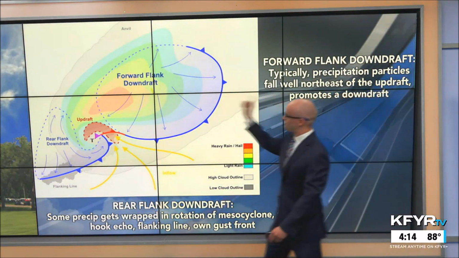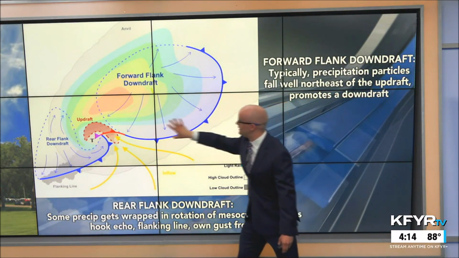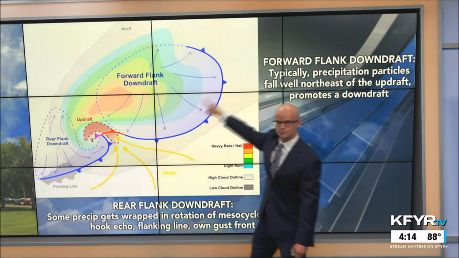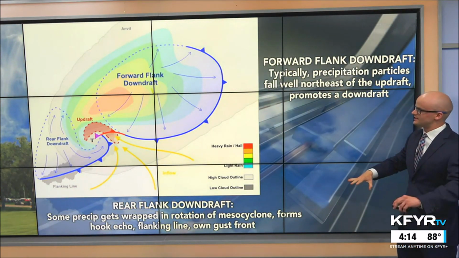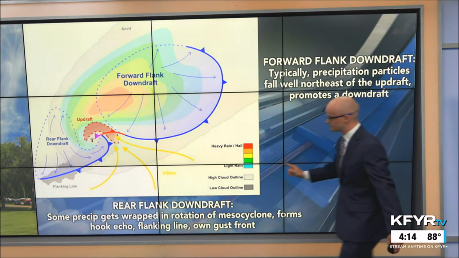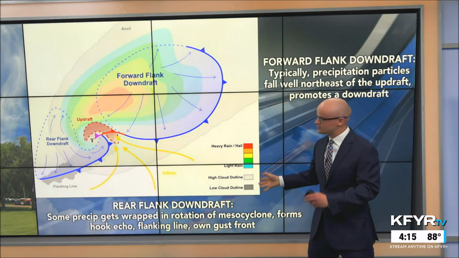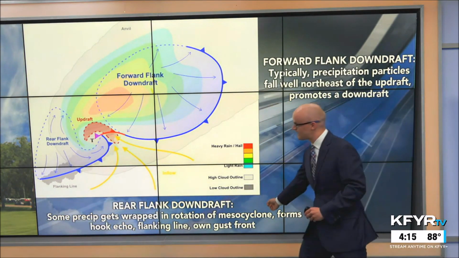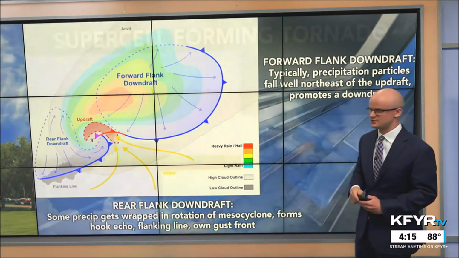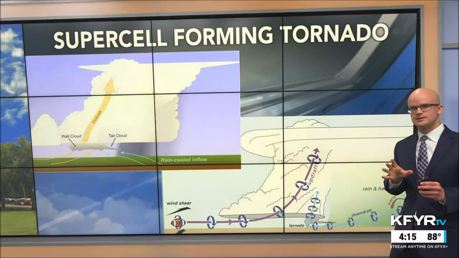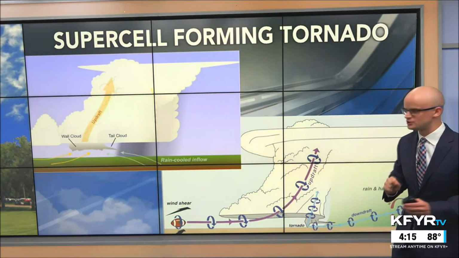On the forward flank, or the frontward side of the storm, as you're envisioning this moving towards the northeast, that precipitation comes down and hits the ground and spreads out in all directions, but there's also a downdraft on the back side of the storm that can get wrapped around in that mesocyclone or in that rotating updraft. So some complicated components there as we're dissecting a supercell storm.